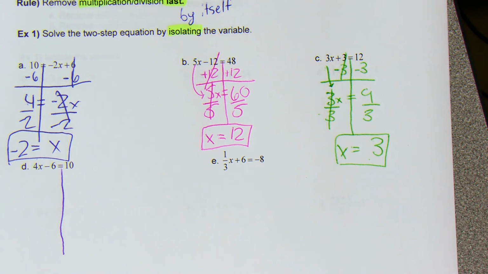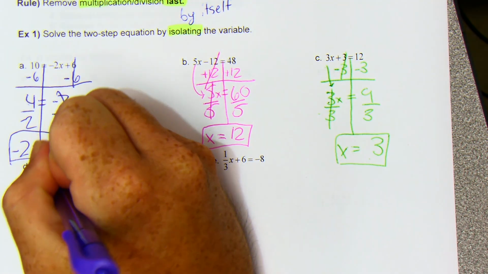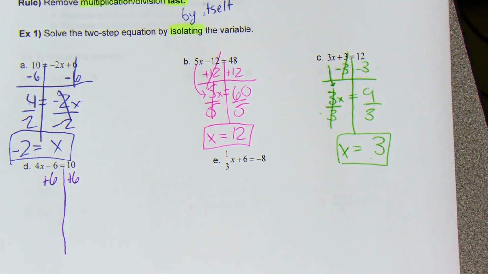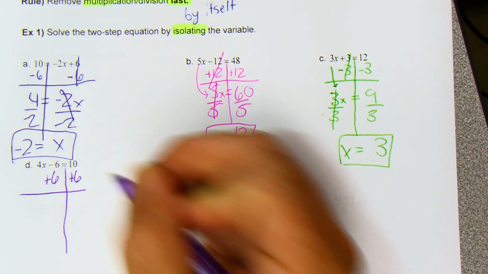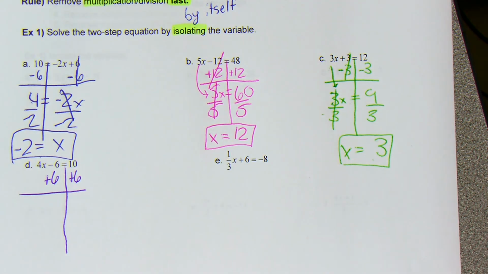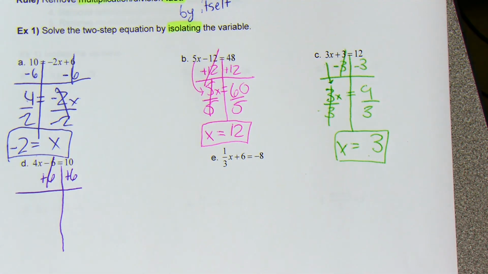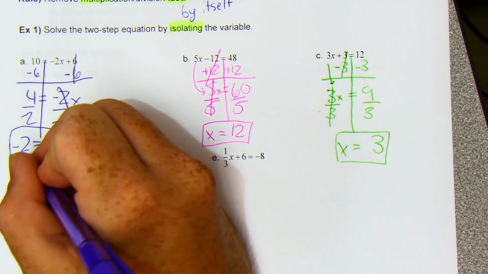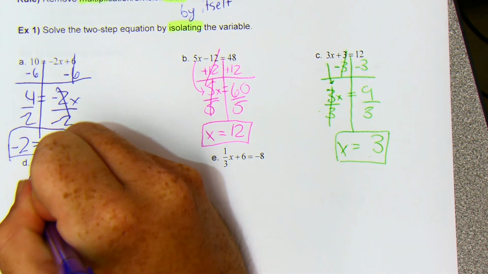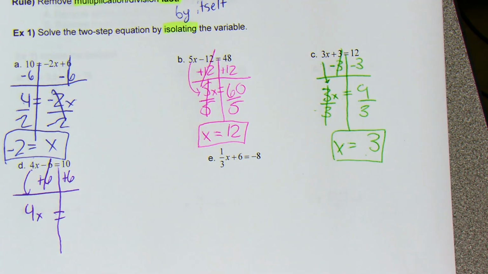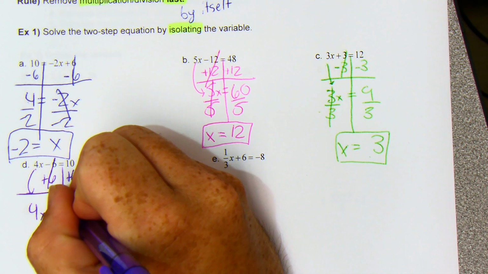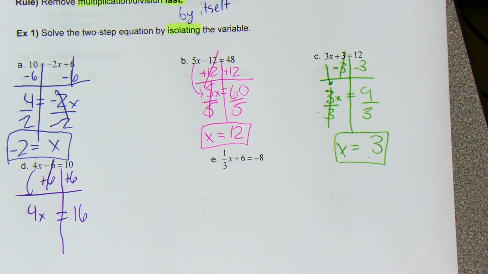In order to do that, I need to do the opposite operation. So the opposite operation in this case would be a plus 6. The opposite of a minus 6 is a plus 6. And whatever I do on one side of the equation, I have to do on the other. Okay, so I'm going to do plus 6 and plus 6. So negative 6 plus 6 is 0. So that cancels out. I'm going to bring down my 4x. Okay, so I have 4x. I'm going to bring down my equal sign. And then 10 plus 6 is 16.